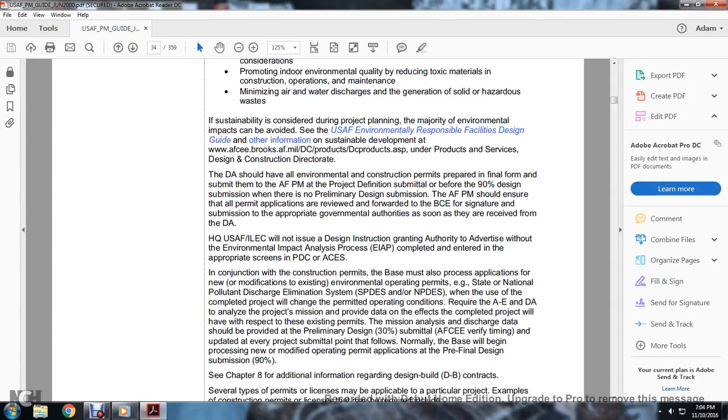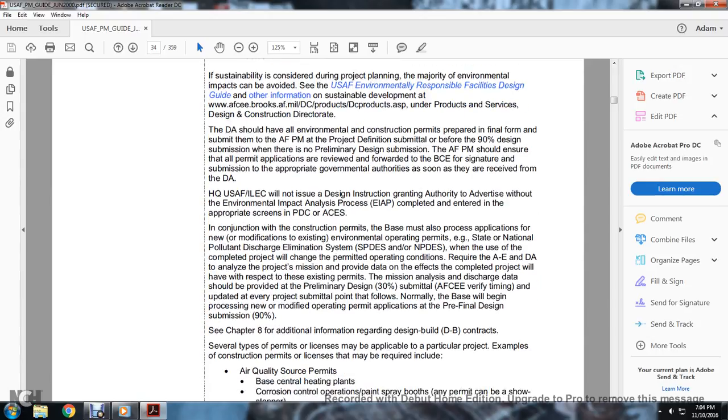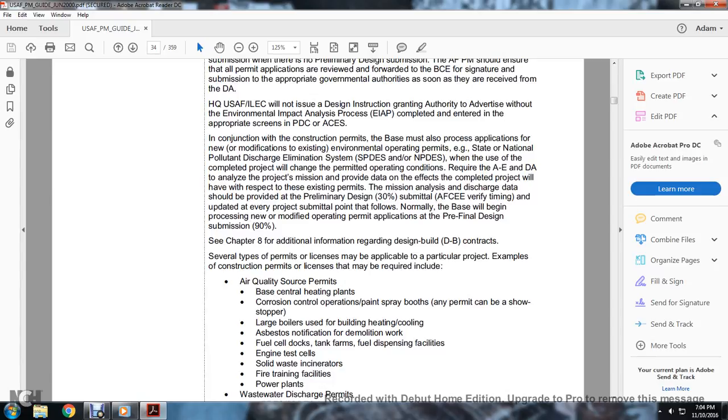The discharge data should be provided with the preliminary design submitted with the Air Force CEE, verifying time and the updated environmental submittal point that follows the normal design process, newly modified operational permits application, pre-final design submission. See Chapter 8 for additional information regarding design and building.